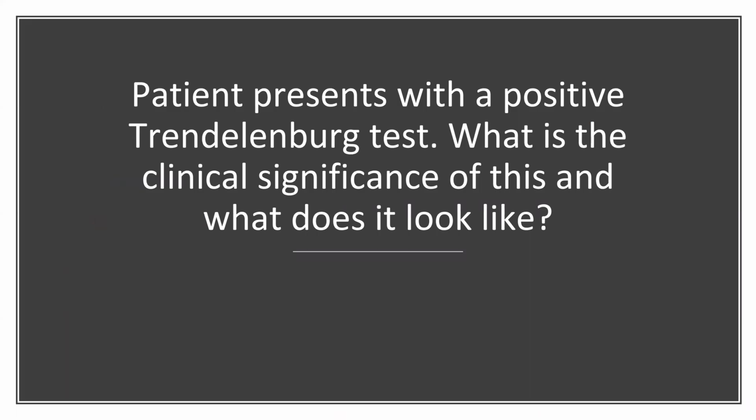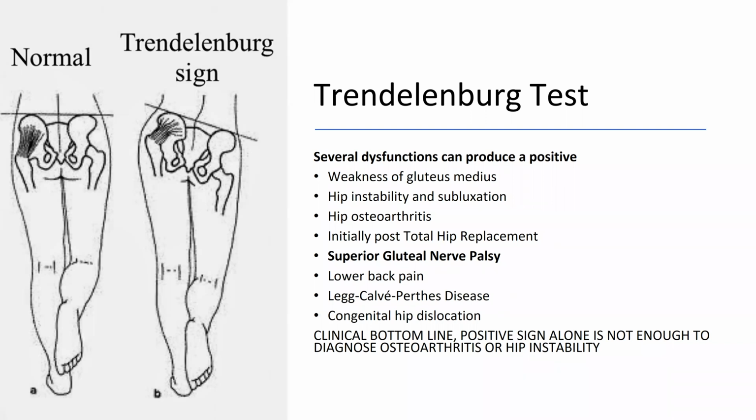A patient presents with a positive Trendelenburg test. What is the clinical significance of this and what does it look like? Okay, so here's a diagram of a positive Trendelenburg sign. Lots of dysfunctions can produce a positive test. It's usually weakness of your gluteus medius or your gluteus minimus. It shows hip instability. It might be an indication of osteoarthritis.